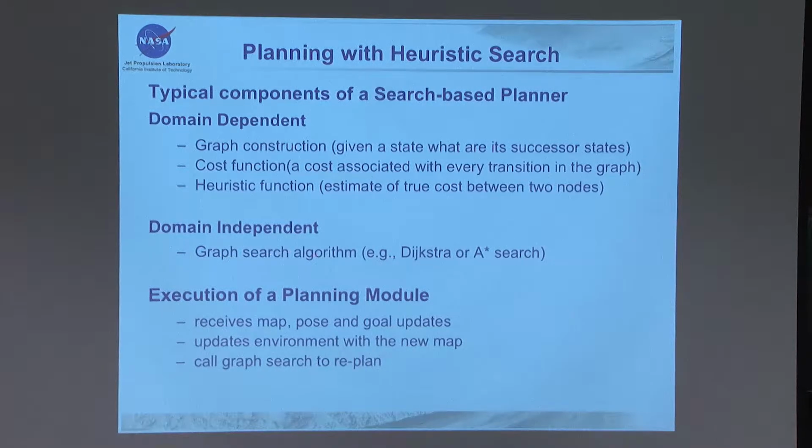Once your graph search algorithm computes a solution, you have an execution module, and you try to execute this plan. Usually, it works in a loop. You receive a map, and you get your pose and goal updates, and you try to compute a path, then you try to execute that path. And this keeps iterating until your robot reaches the goal.